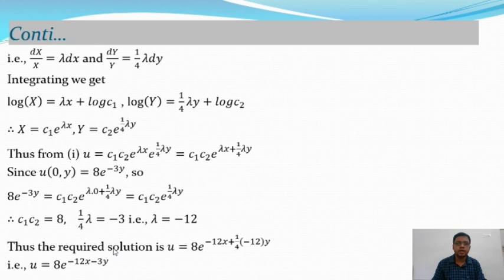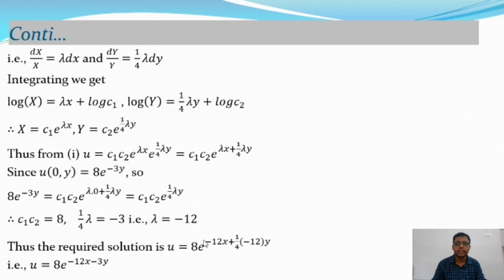So therefore, after putting the boundary condition, we will get the required solution, and it is u is equal to 8 into e to the power minus 12x plus 1 by 4 into minus 12y, where lambda is equal to minus 12 and c1 c2 is equal to 8.